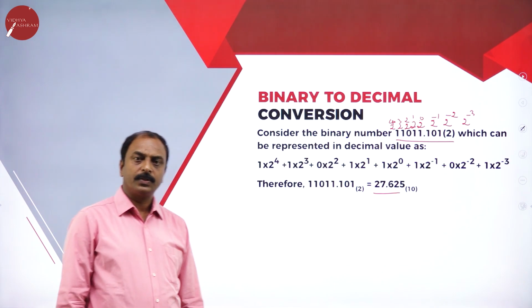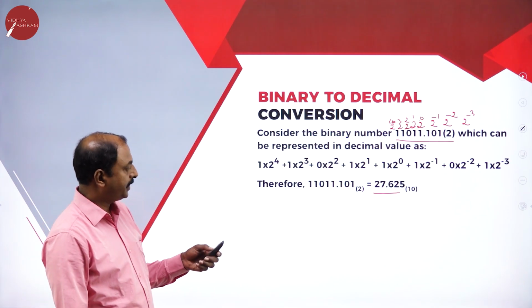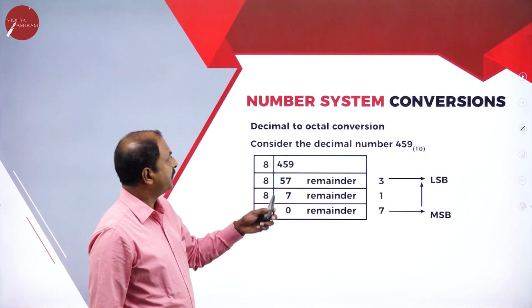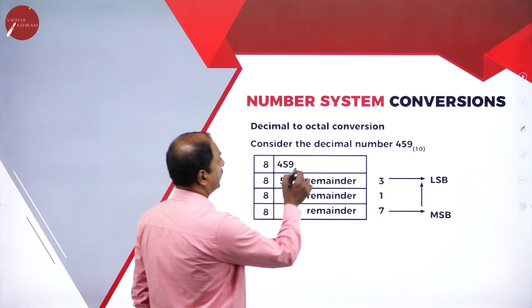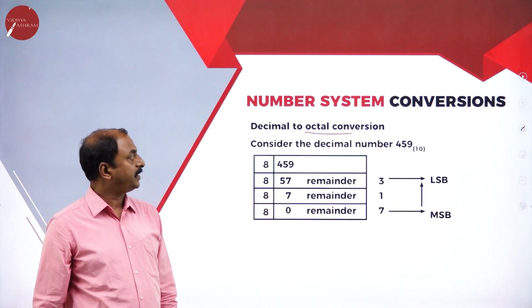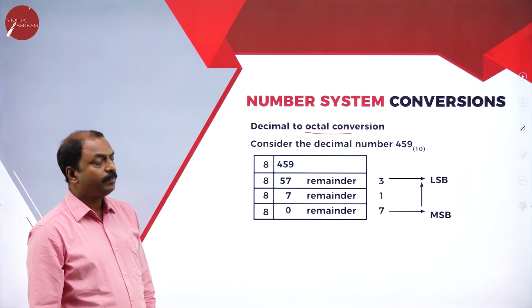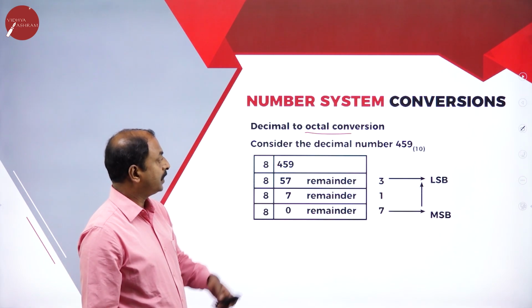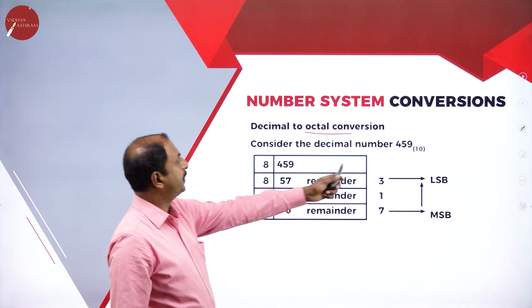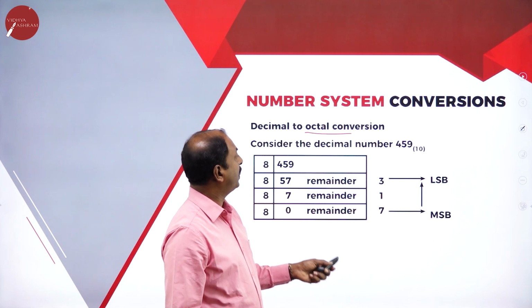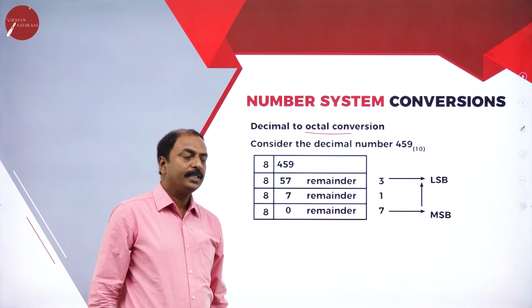Now let us move on to the next slide, that is number system conversion. Now let us see decimal to octal number system. So what is octal number system? A number system with the base 8. And this is a decimal number. How do we convert the given decimal number 459 of base 10 to the equivalent octal number system?